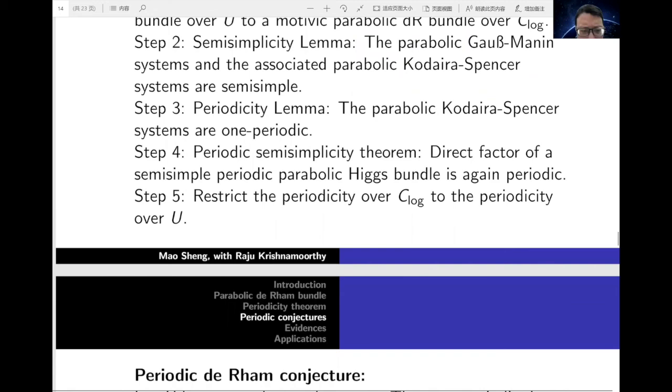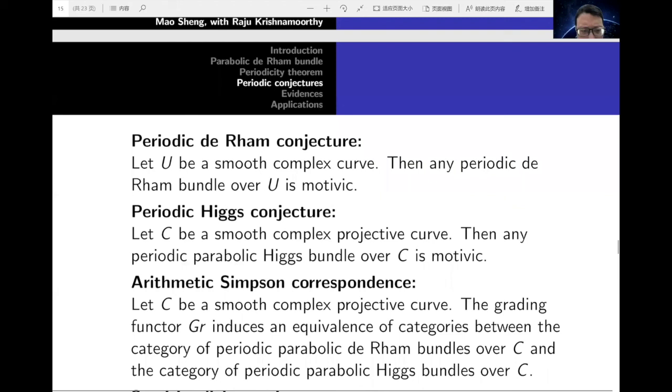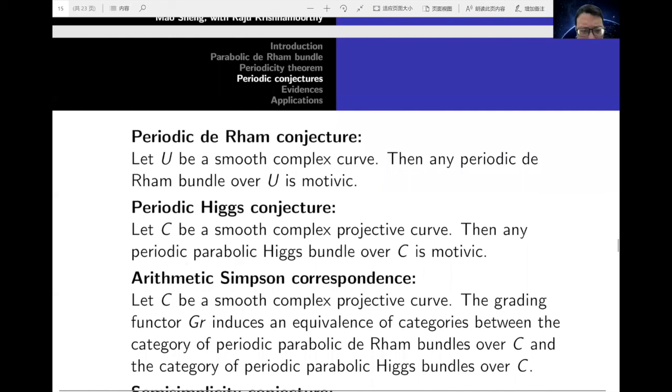Now I come to this conjecture. I call this the periodic conjecture. The conjecture is very simple. U is a smooth compact curve. Then the conjecture is that any periodic de Rham bundle over U is motivic, and you have the Higgs version.